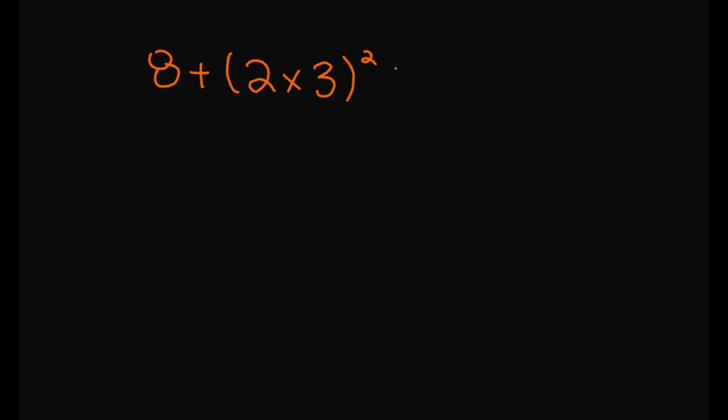Let's look at this example here. So first thing we're going to do, we are going to solve inside my parentheses first. So we have 8 plus 2 times 3. This is going to be 6. And then we have 6 squared. Next, I'm going to work with my exponents. So we have 8 plus 6 squared. This is going to be 36.